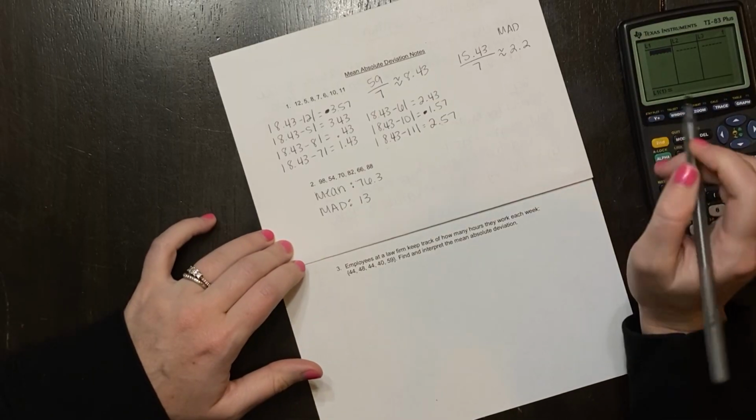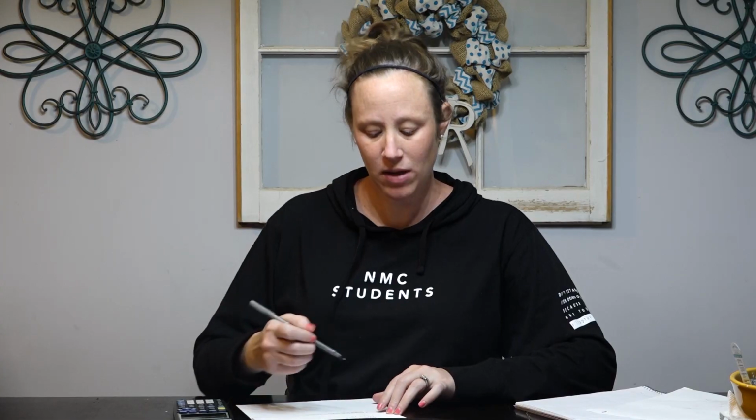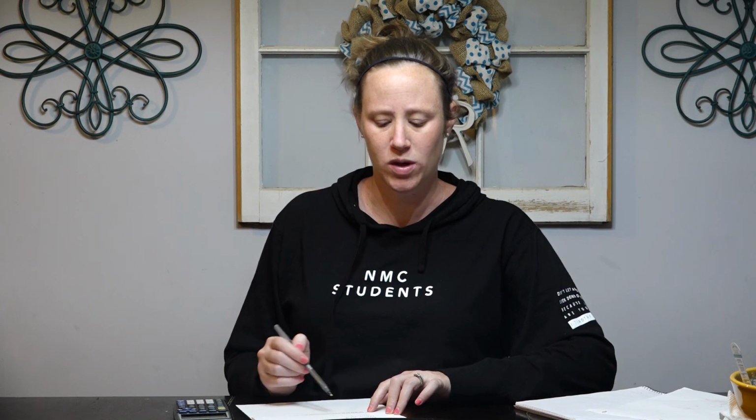All right, and example number 3, I'm going to do the same thing as number 2. I'm going to show you how to do it using the calculator again. Number 3 is an actual word problem. It's an actual real life example of a time in which the mean absolute deviation could be used.